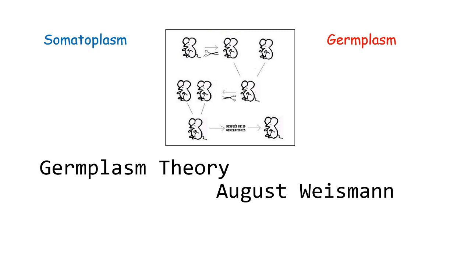But after Lamarck proposed this inheritance of acquired characters, it was severely criticized by a German scientist called August Weismann, and he experimentally proved that inheritance of acquired characters is false. So we'll discuss this experiment of August Weismann with the famous germplasm theory in the next session.